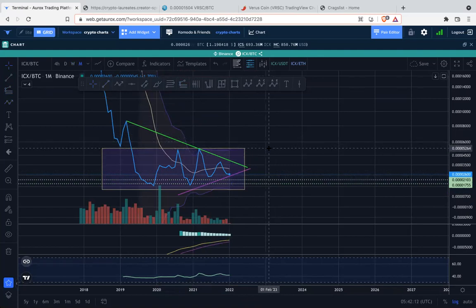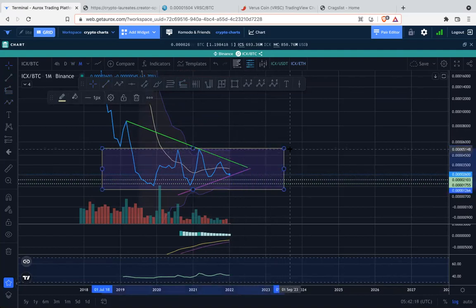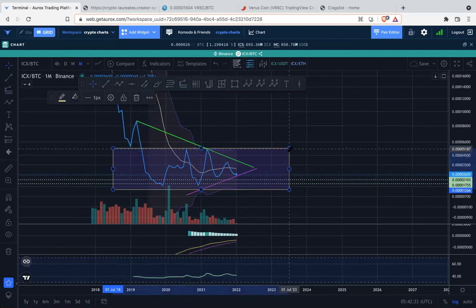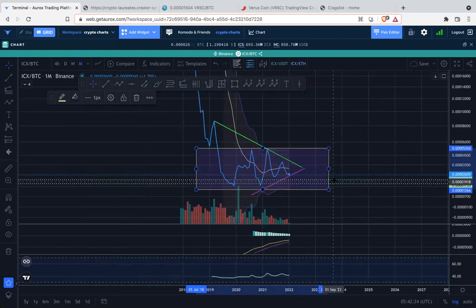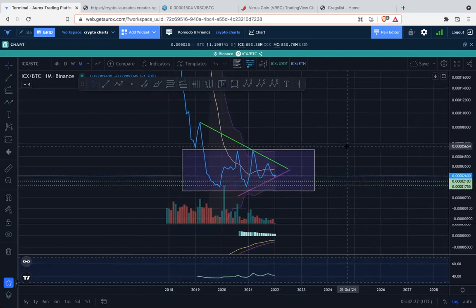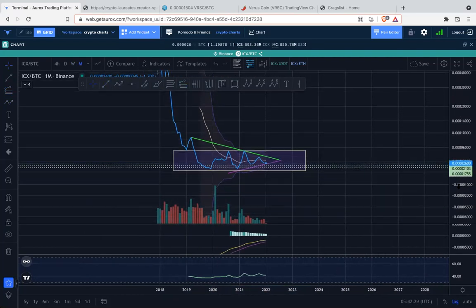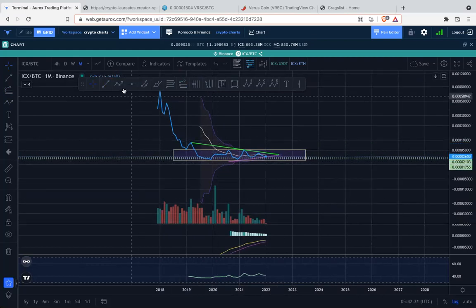Otherwise, the first target would be here, which is the top of this box, which we can extend, which is around the 5,000 or 5,300 Satoshis level. All right, that's ICX. Otherwise, again, that 2,000 level on the supports. Interesting. Now here's the real question. Is it possible that this goes lower? Yes, and how much lower? Wow, that'll be an interesting year, but I don't think that's the case.